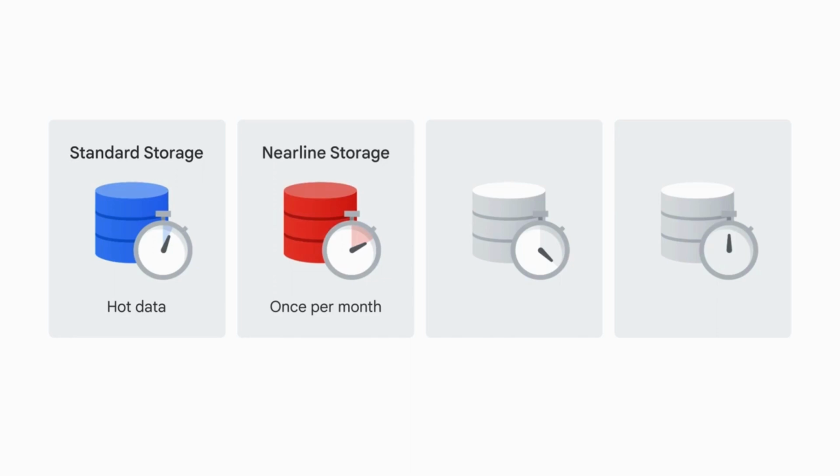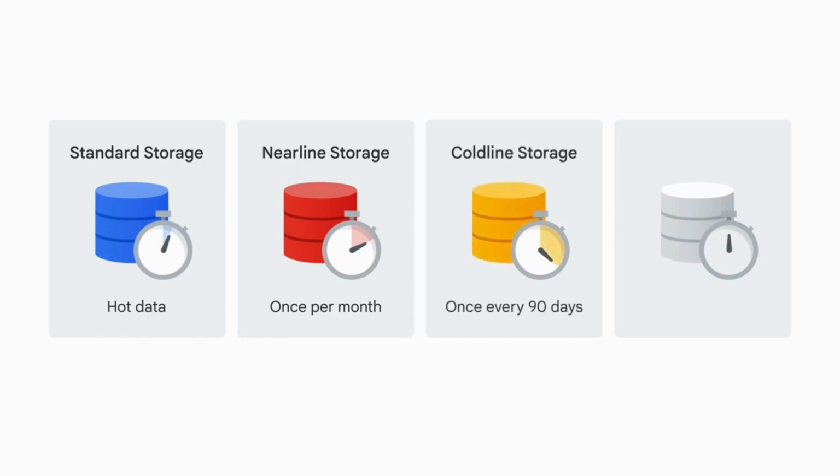The second storage class is Nearline Storage. This is best for storing infrequently accessed data, like reading or modifying data on average once a month or less. Examples might include data backups, long-tail multimedia content, or data archiving.